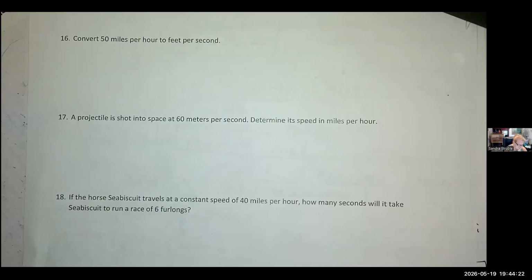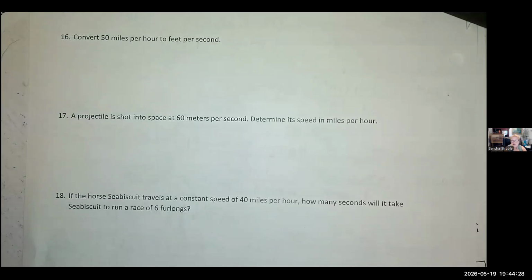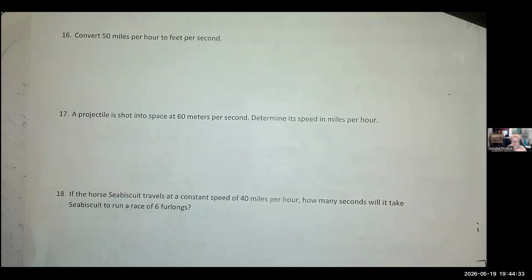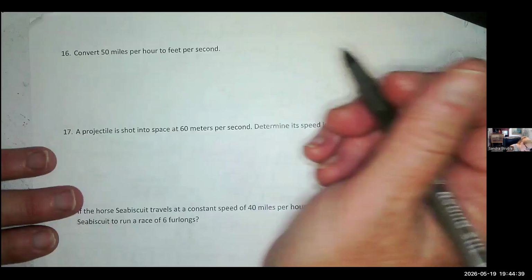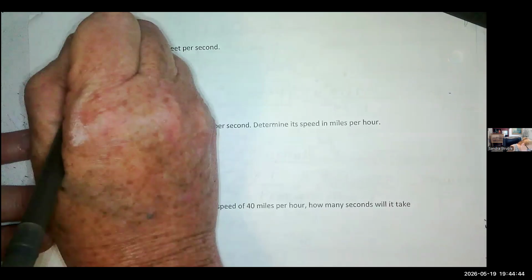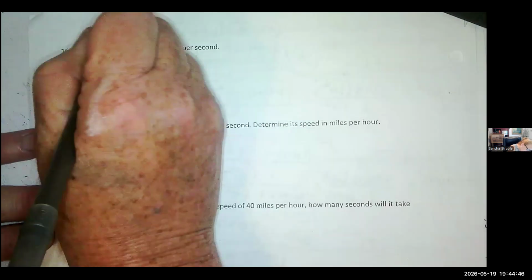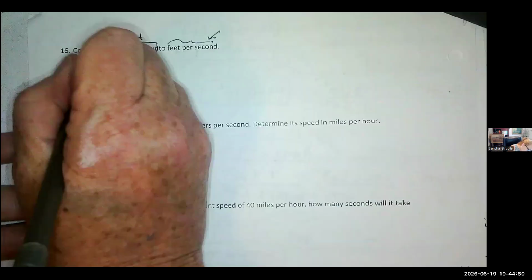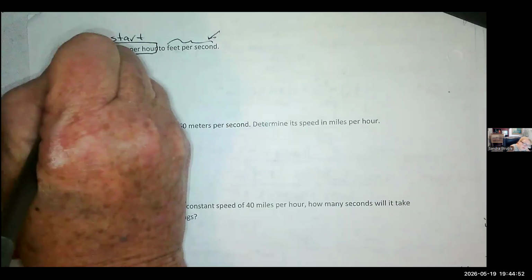I'm going really fast. If you want to convert 50 miles per hour to feet per second, this is where the dimensional analysis comes into play. And I warned you about this in the previous video, that you're not always going to have it over 1 where there's no unit. In this case, we have 50 miles. We start with what we're given. This is where you start, and we're heading to feet per second. So you've got 50 miles per 1 hour, which is what this means.